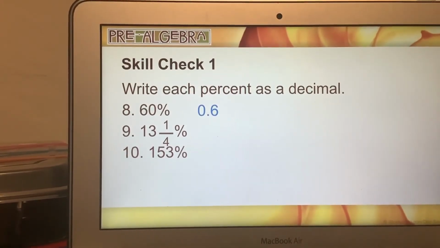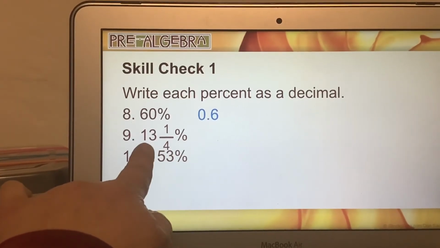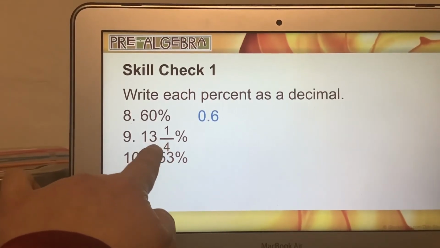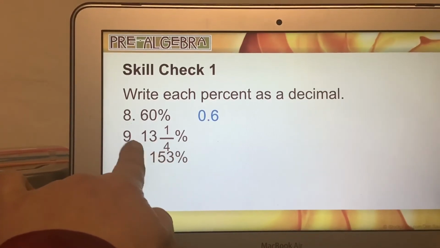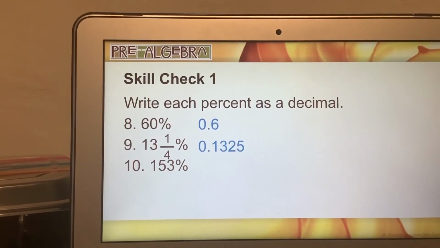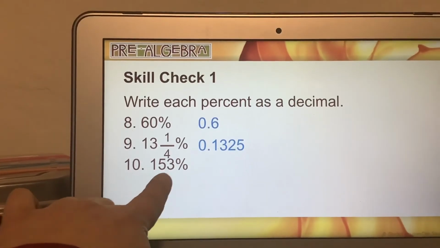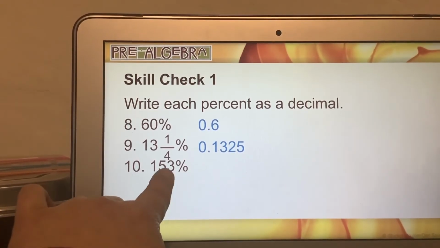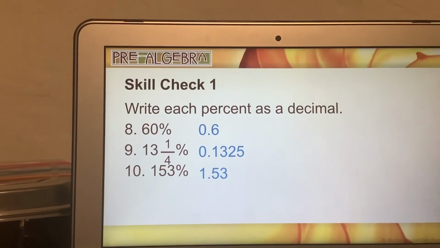Okay, then I have 13 1/4%. I'm going to convert this first. 1/4 is the same as 0.25, so 13.25%. Now I have to move the decimal over 1, 2 places. So I will get 0.1325 for my decimal. Now, let's take a look here. 153%. I've got to move my decimal over 1, 2 places. So I should end up with 1.53 as my decimal.